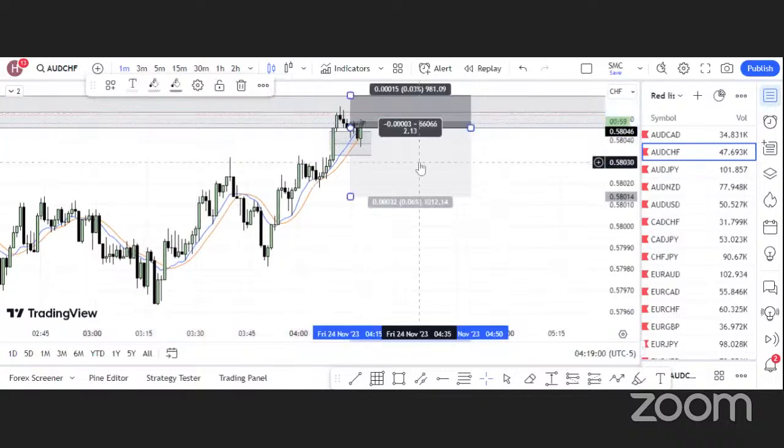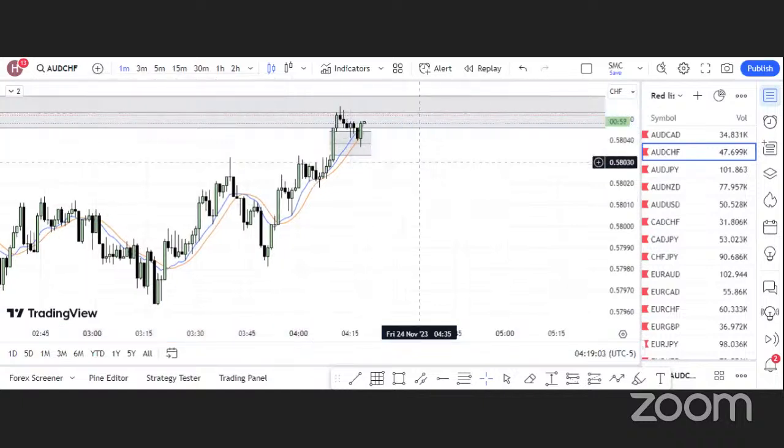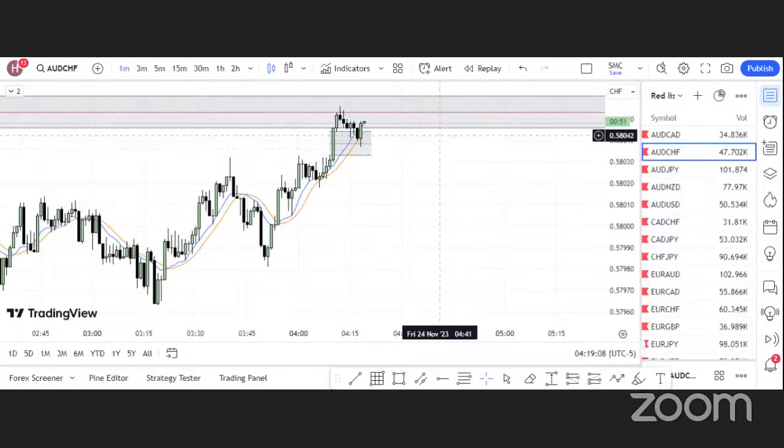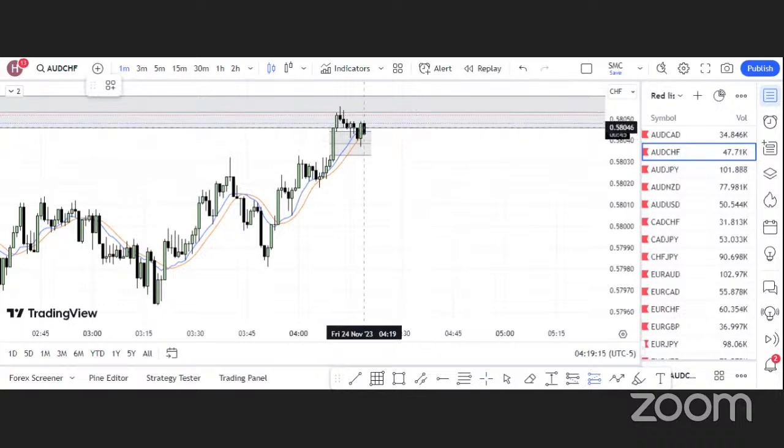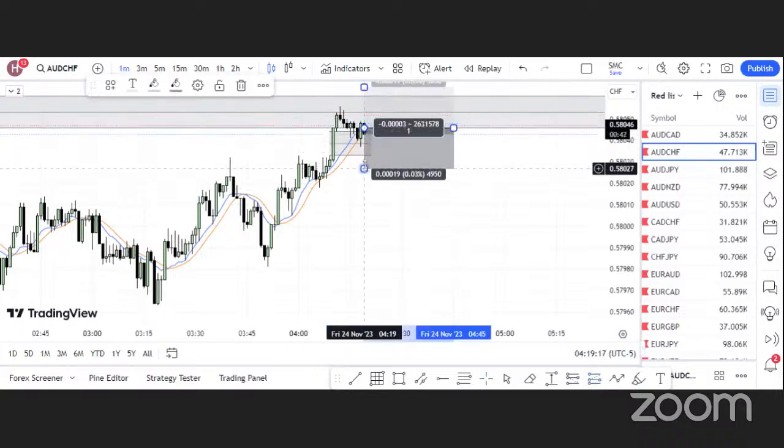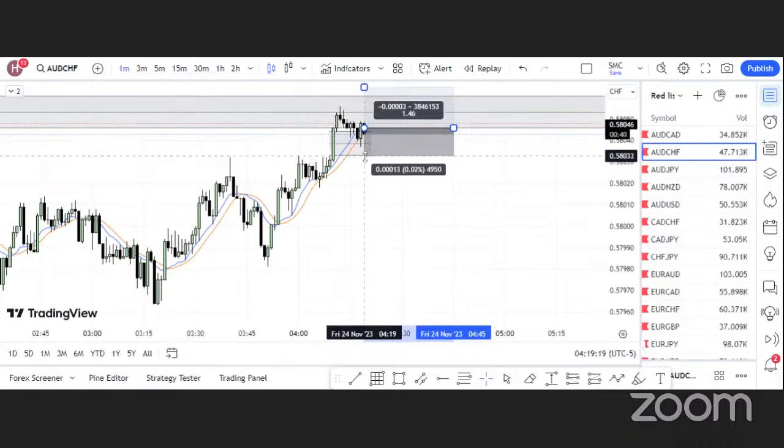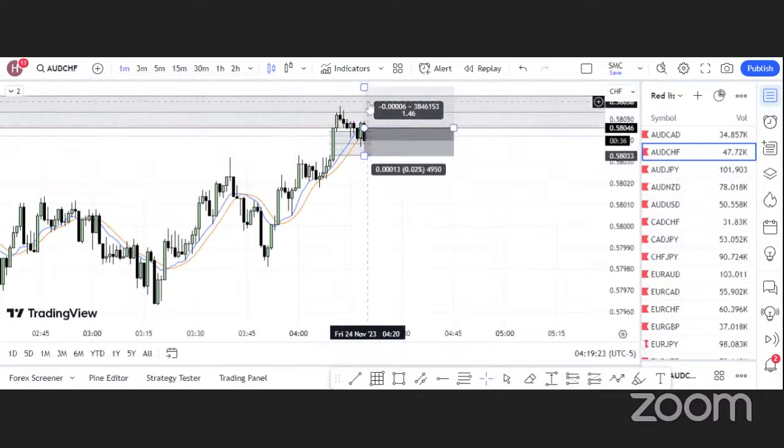So right now we have two options here. Okay, guys, buy AUDCHF. AUDCHF, buy now. We bought from here. Our stop loss is right here. Our take profit is right there.